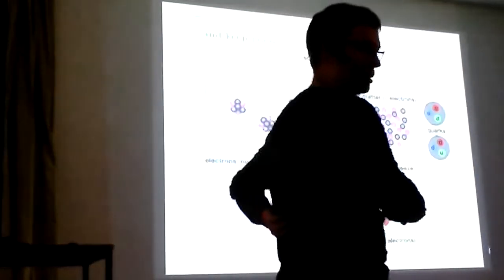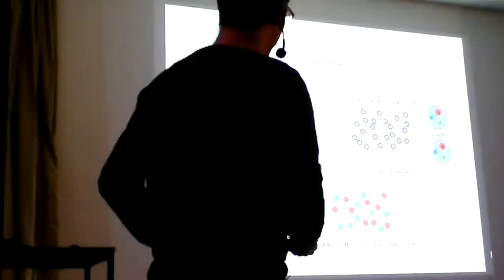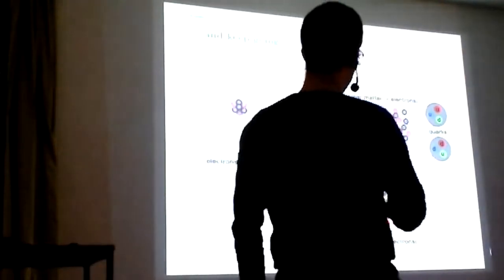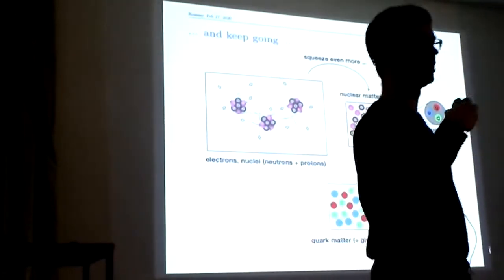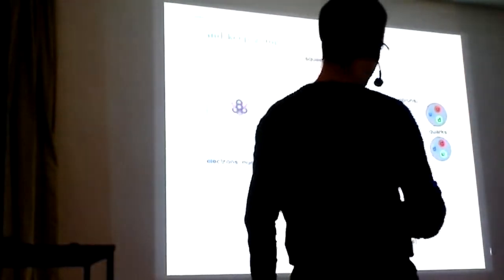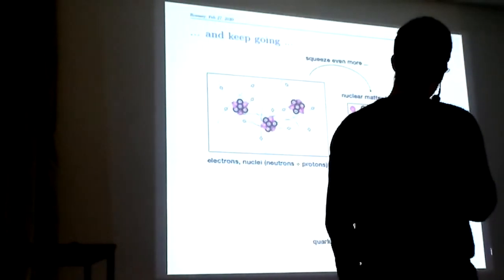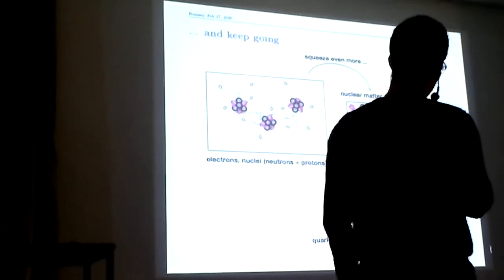Now let's keep squeezing. Can I go to the next level? Can I squeeze these neutrons and protons such that even they now overlap? And that's where I get to the next microscopic layer. As I briefly mentioned at the very beginning, each of these objects in turn is composed of 3 quarks.